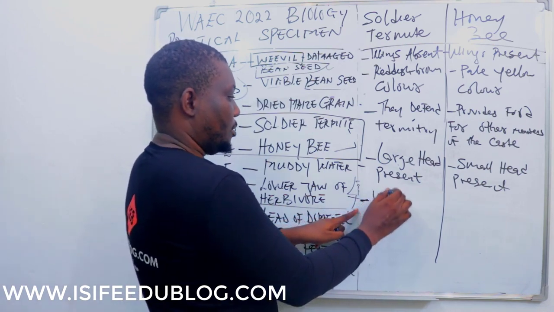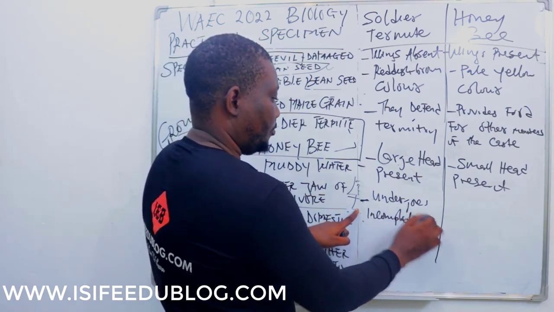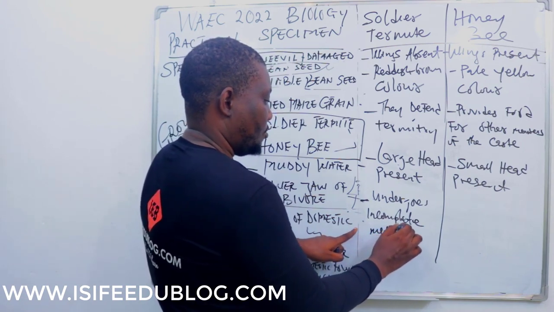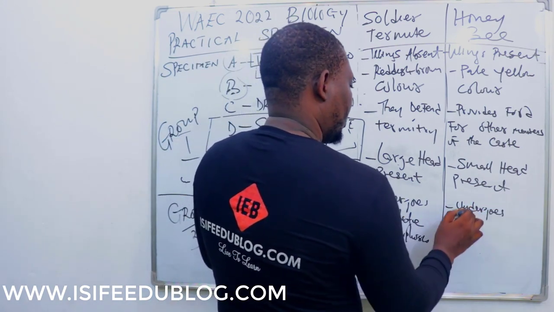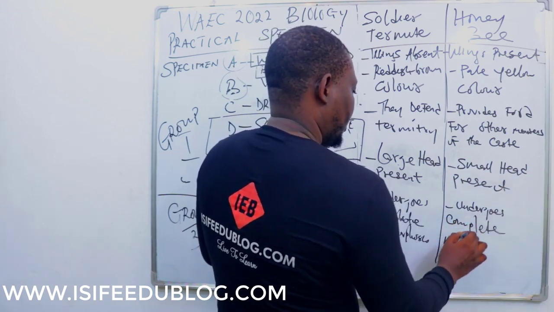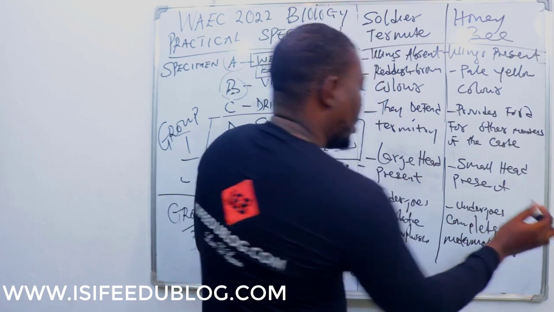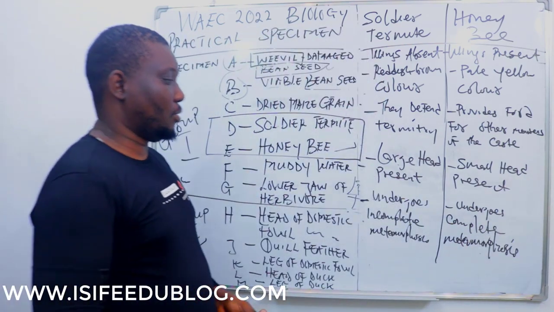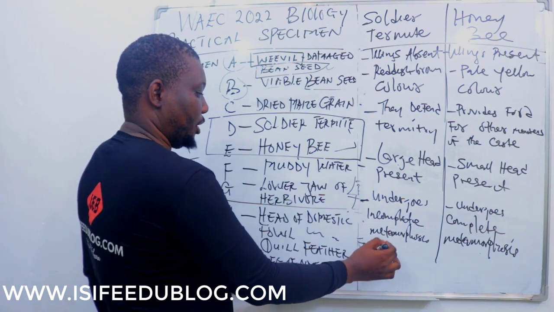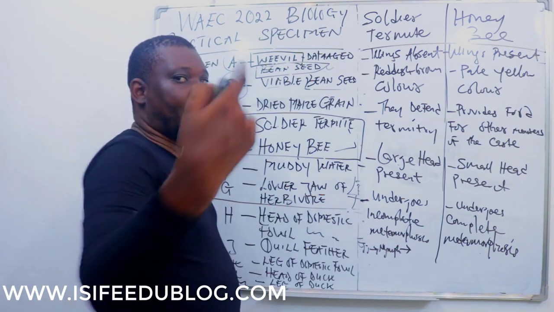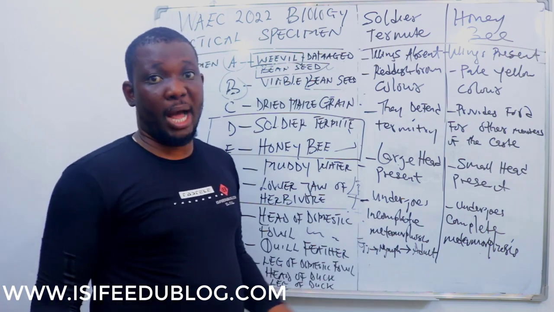I say undergoes incomplete metamorphosis here. Completes metamorphosis. Okay. Now, when we say something undergoes incomplete, what does it mean? That is, soldier termites in their case, their queen will lay egg. Egg is changed into a nymph. The nymph will molt about 3 times to give you adults. The metamorphosis does not show any visible pupa, so it's not complete.